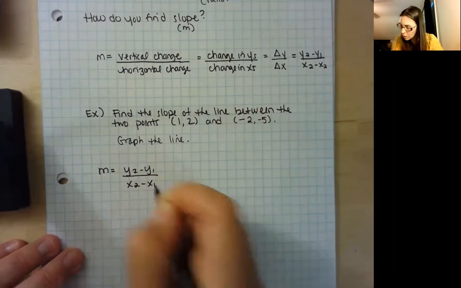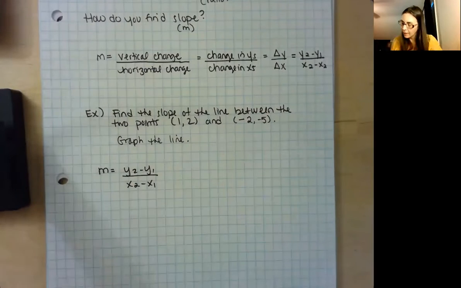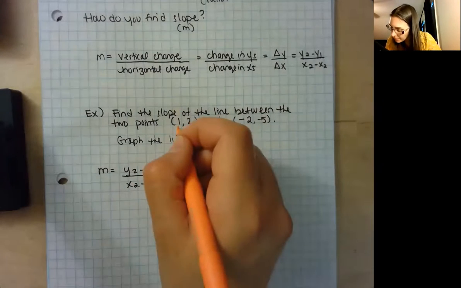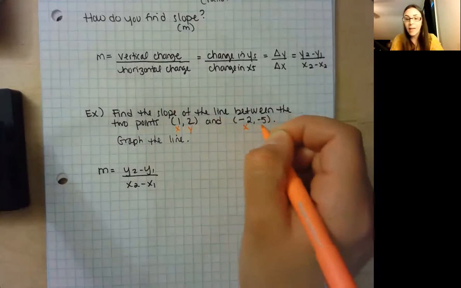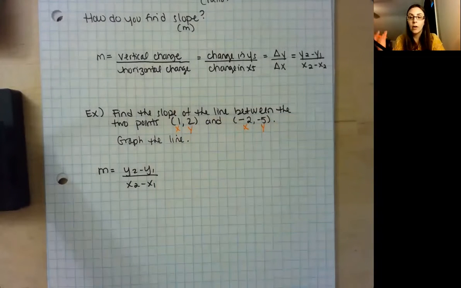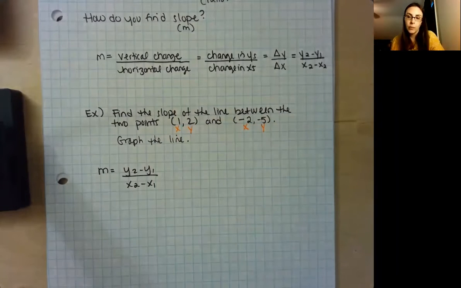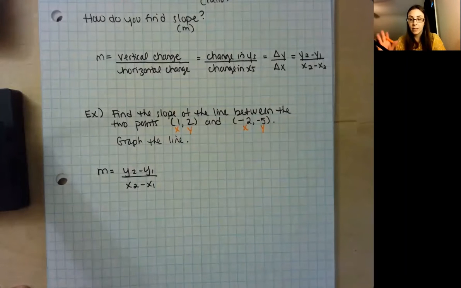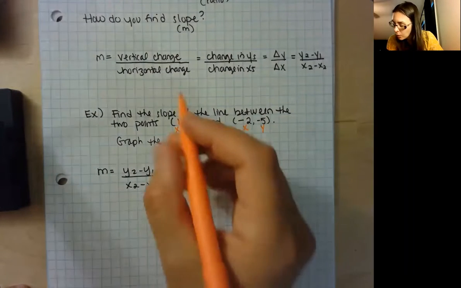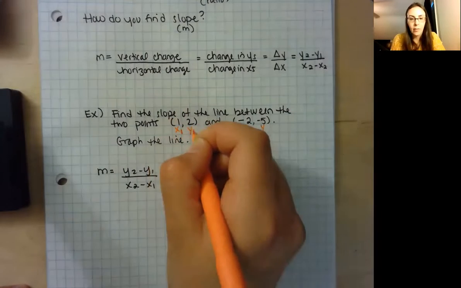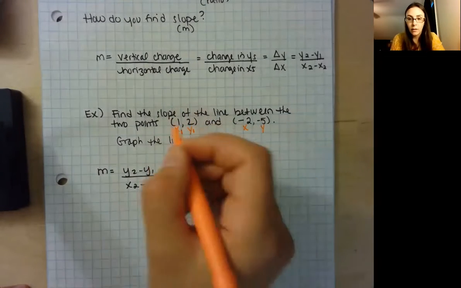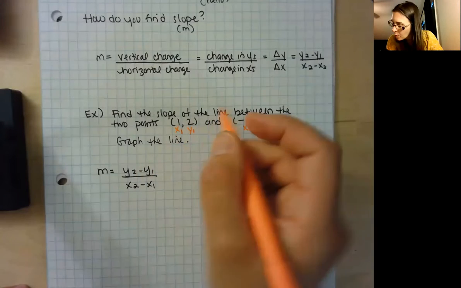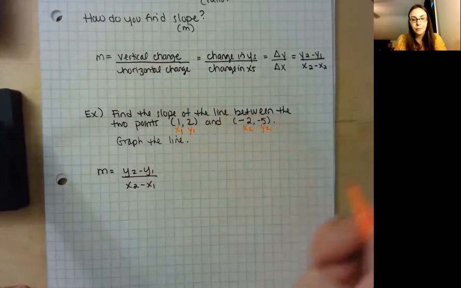Okay. So in my two points, everything is always x, y, right? But because I have two points here, we're going to call one point 1 and call one point 2. And it doesn't matter which one you pick. It doesn't matter, you get the same answer. So what we do is we use these little subscripts to let everybody know that, hey, this is going to be point 1, x1, y1. This is going to be point 2, x2, y2.